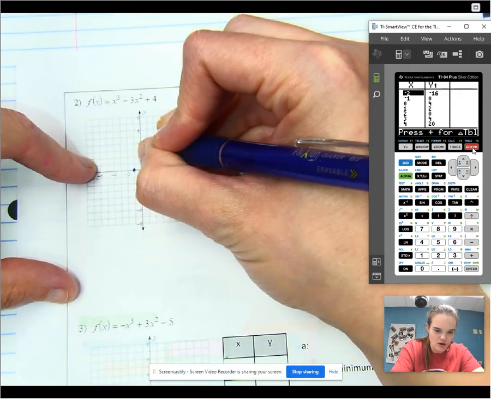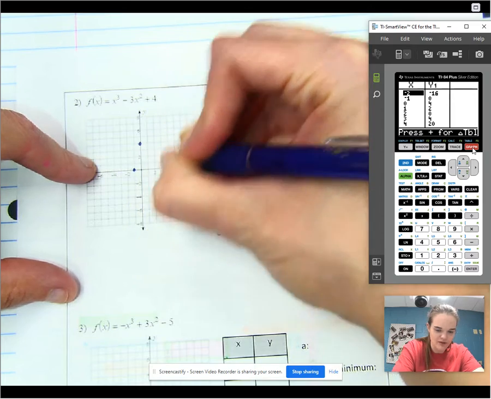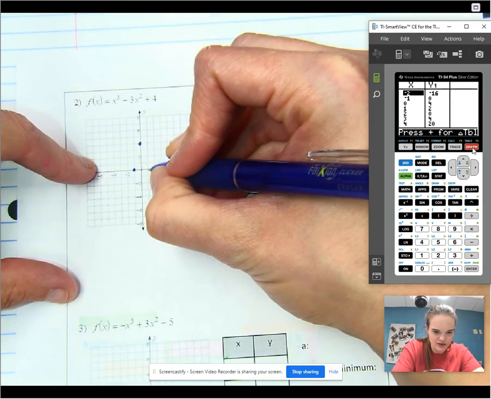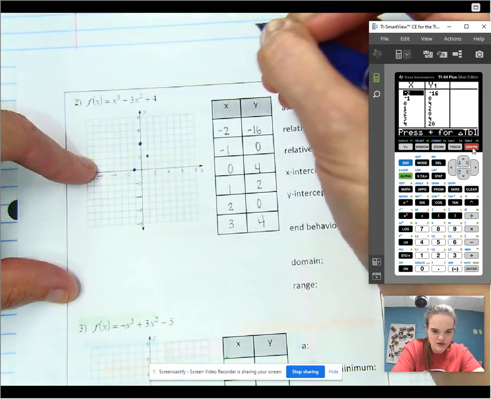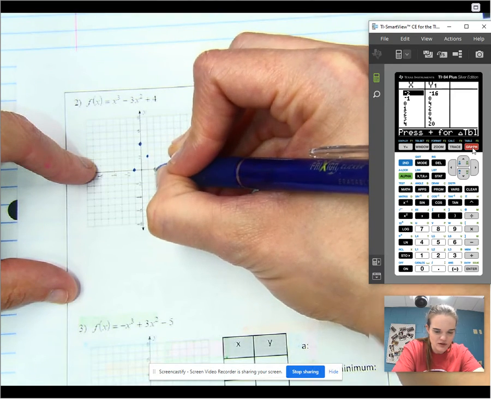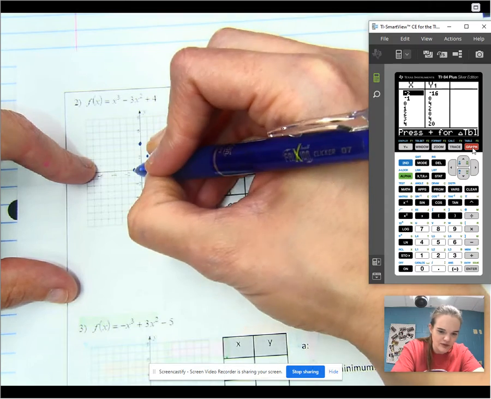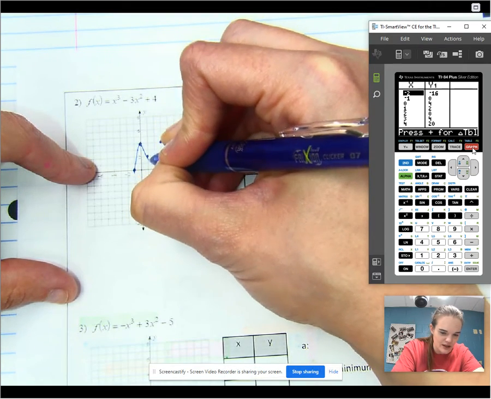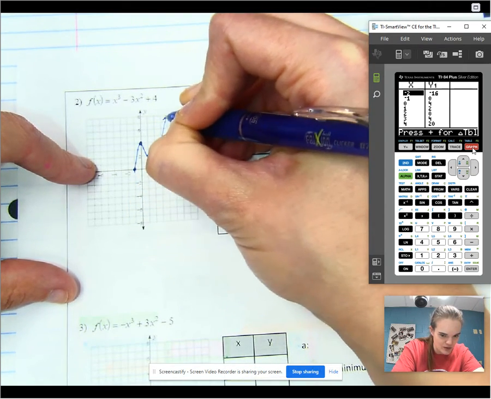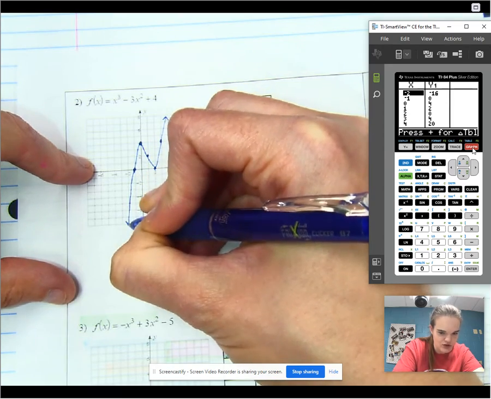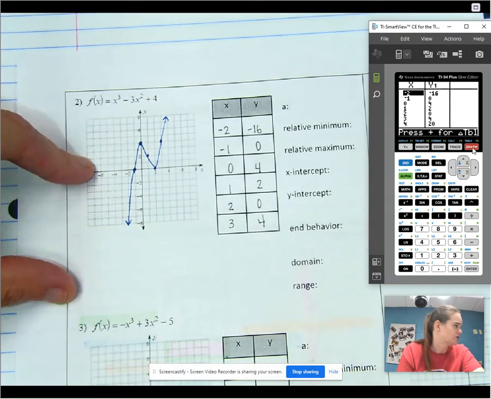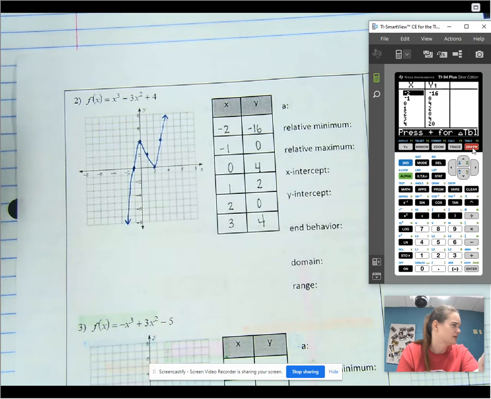Then 0, 4. So this one's going to go up, then down first. 1, 2, 2, 0, 3, 4. So left to right, it goes up, then down, then up. And then I got to go connect and finish this other one. You shouldn't just have an N or something. You need to connect the whole thing.